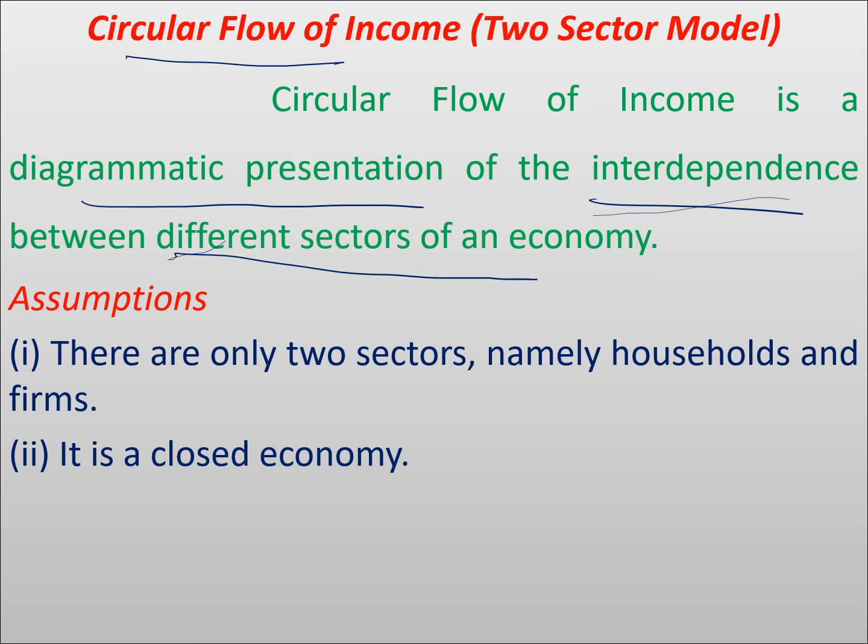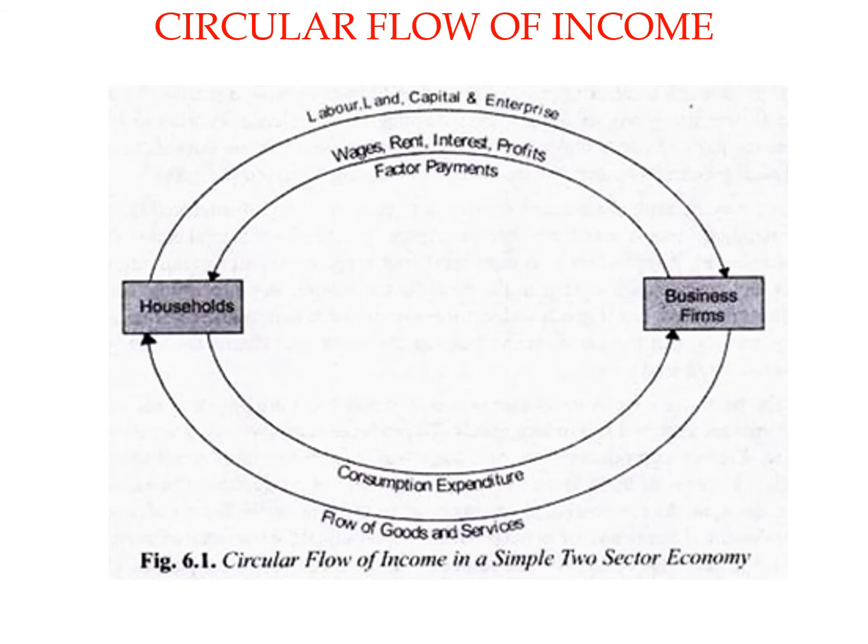But it is a closed economy, so the circular flow of income is between the two-sector model only, namely one is household and the second one is firm. Okay, it is a closed economy. So see the diagram. In the diagram, we see the circular flow of income. What is circular flow of income?